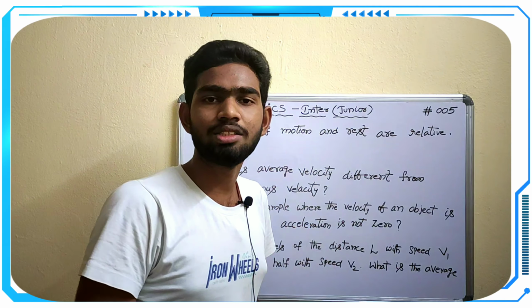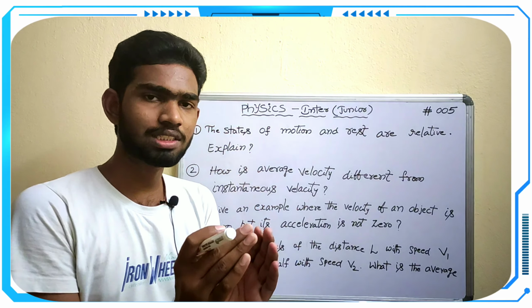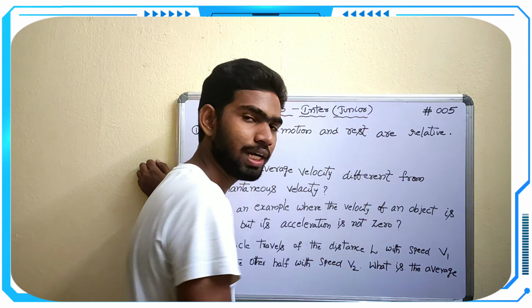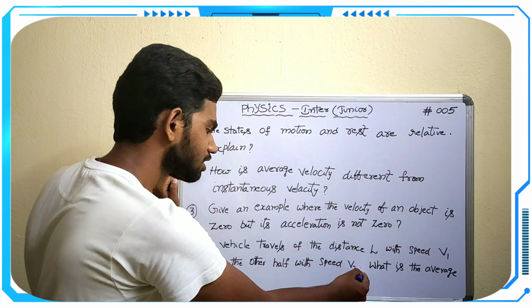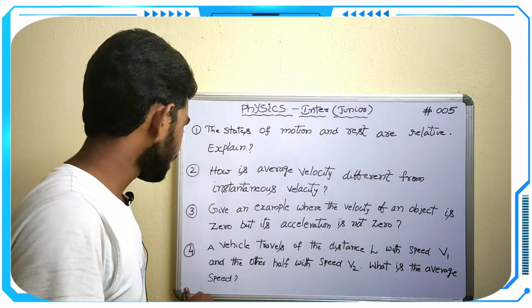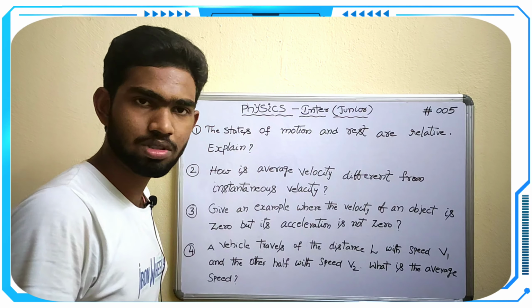That are L by 2, L1 by 2, L2 by 2. That means L by 2 plus L by 2, so the total distance will be L. The first part distance and the second part distance are L by 2 each. The first part speed is v1 and the second part speed is v2. So we have to find the average speed. It is very typical, but very easy to solve.